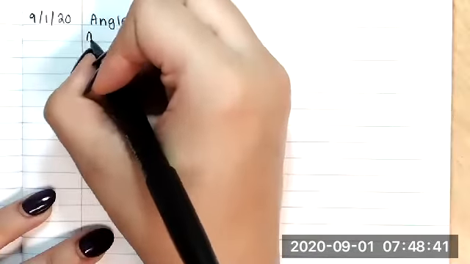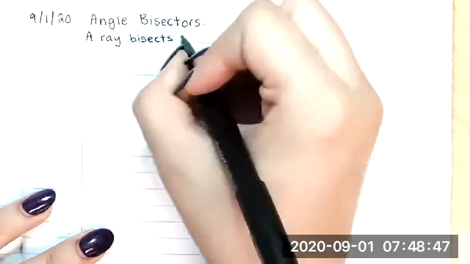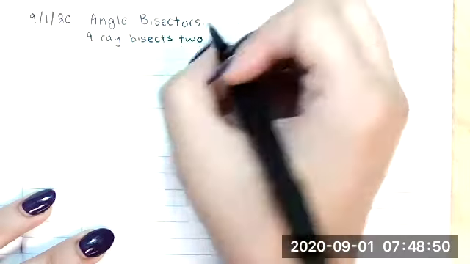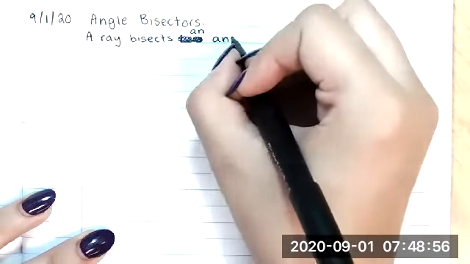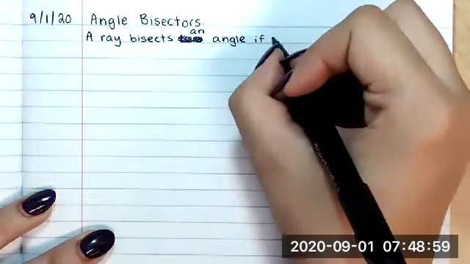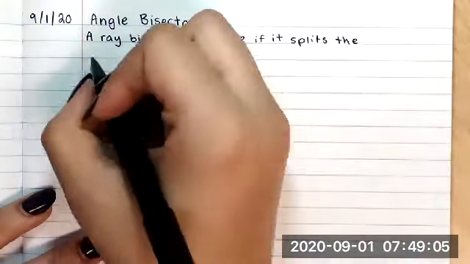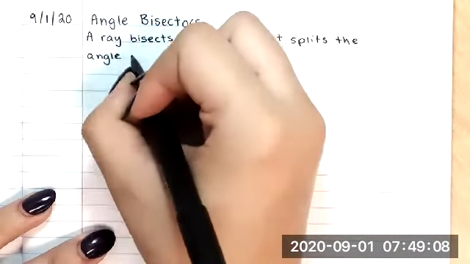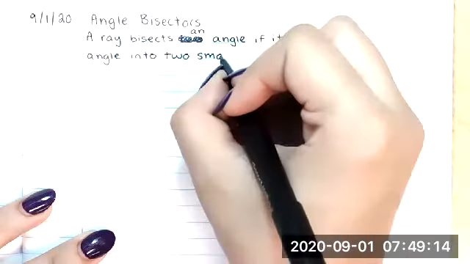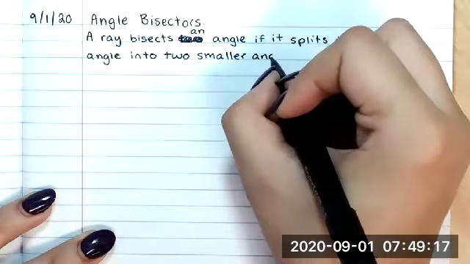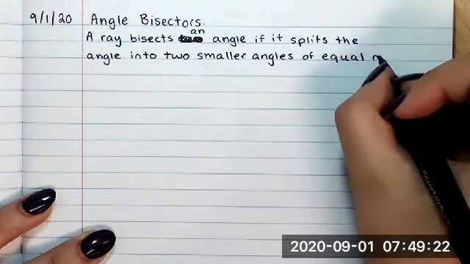So we say a ray bisects an angle if it splits the angle into two smaller angles of equal measure.